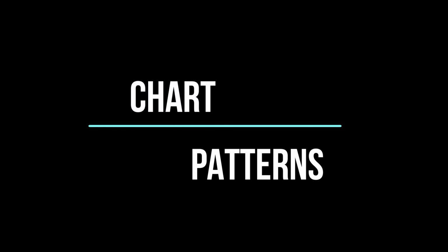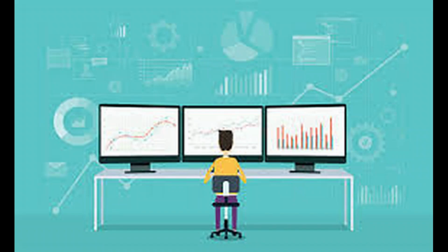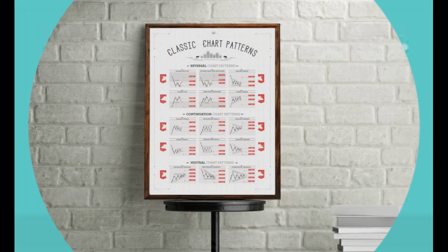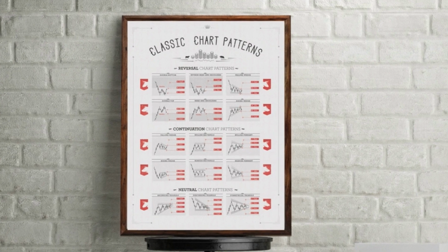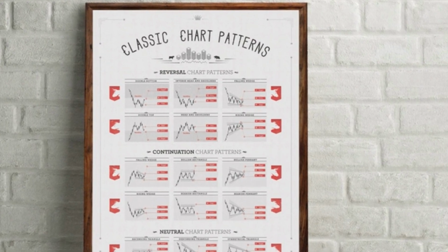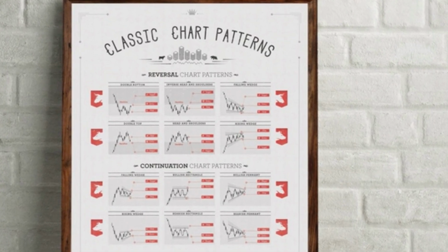First, however, I'll briefly define what a chart pattern is. A chart pattern is a shape within a price chart that helps to suggest what prices might do next, based on what they have done in the past. Chart patterns are the basis of technical analysis and require a trader to know exactly what they are looking at, as well as what they are looking for.